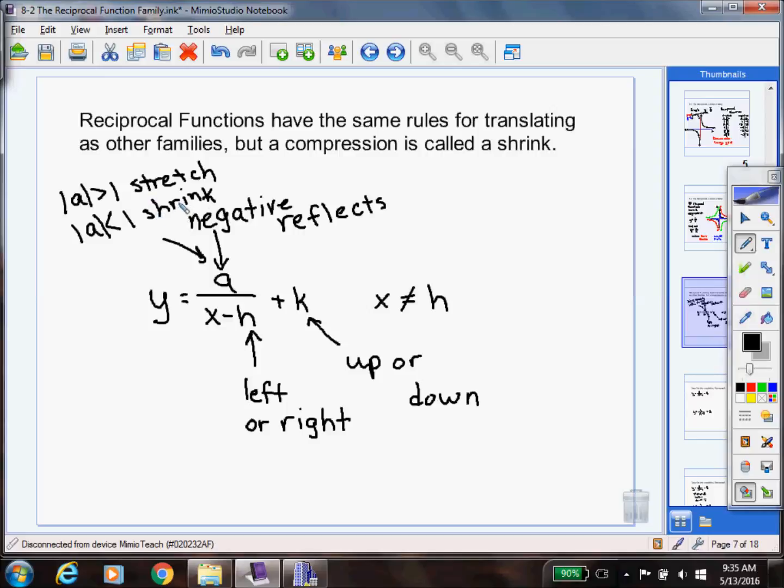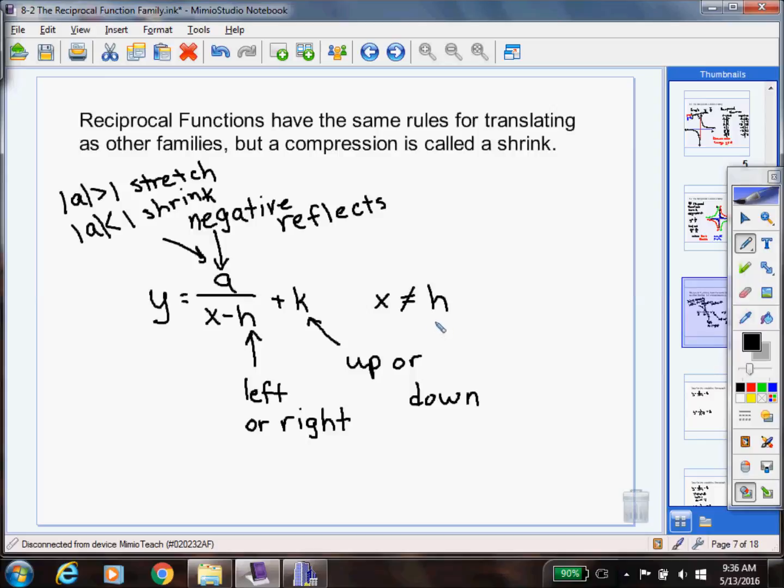If the number is bigger than 1, it stretches. If it's less than 1, it shrinks. Negative reflects. Same as what we've been dealing with before. If you look down where the x is, the one that's grouped with the x tells you whether it goes left or right with the same rules we've been using. And the place with the thing that comes on the outside, k, it will tell you up or down.